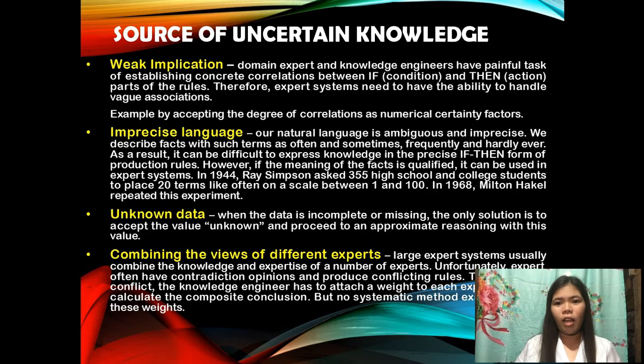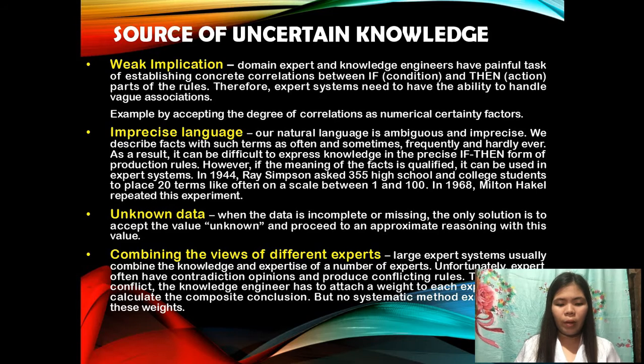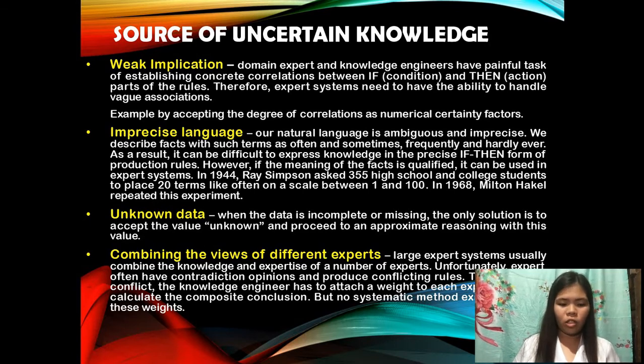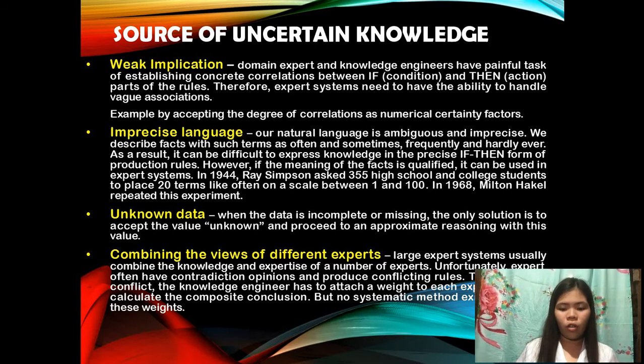Source of uncertain knowledge. Weak implication. Domain experts and knowledge engineers have the painful task of establishing concrete correlation between the IF (condition) and the THEN (action) parts of the rules. Therefore, expert systems need to have the ability to handle vague associations, for example, by accepting the degree of correlation as numerical certainty factors.